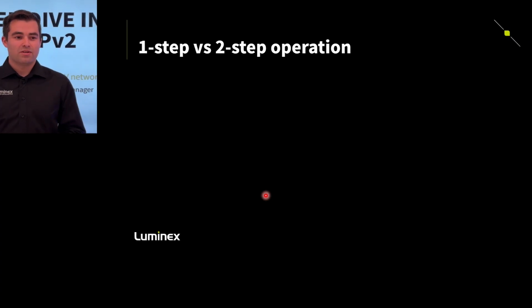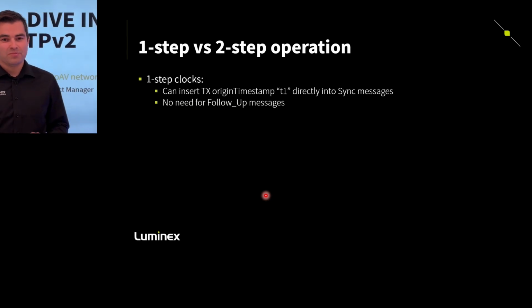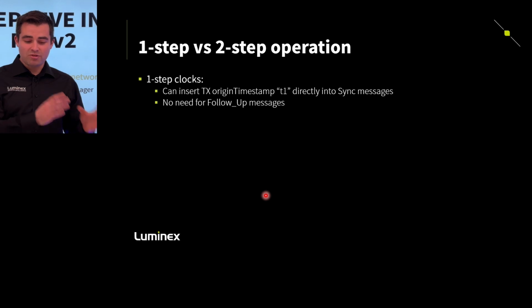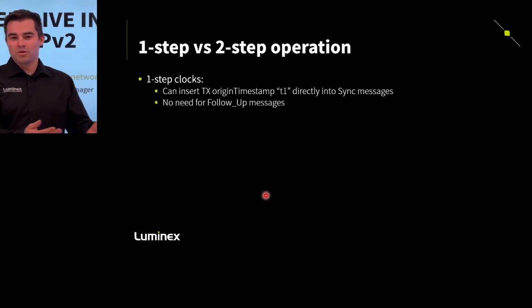So next up, 1-step versus 2-step operation. It was already briefly mentioned when we talked about follow-up, but as you have seen, the time transmitter needs to put the transmit timestamp T1 into the sync package. It's like going to the postal office and right before you send a letter, opening it back up and writing the exact time that you are posting the letter at the office into the letter and then closing it back up. That's not an easy operation, and therefore the time transmitters can run in 2 separate modes.